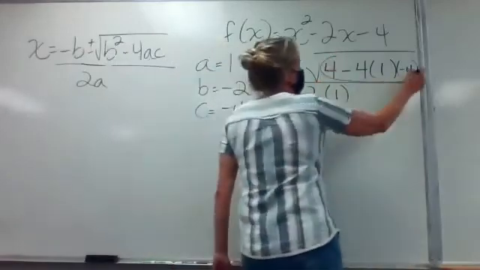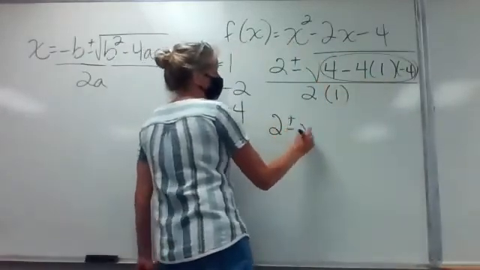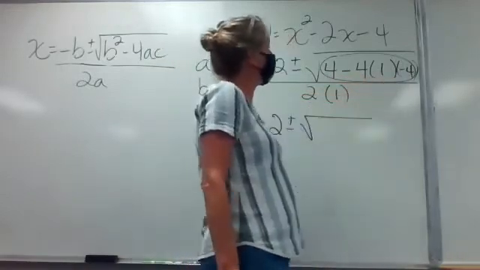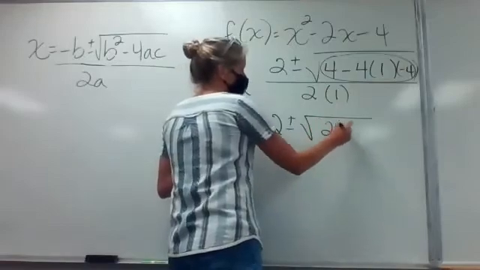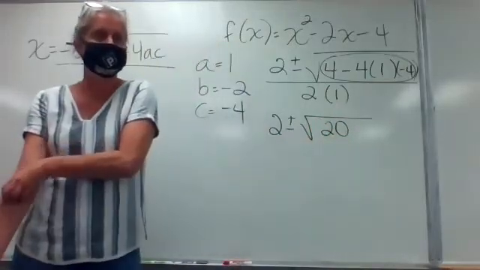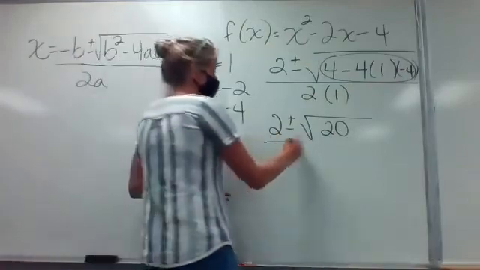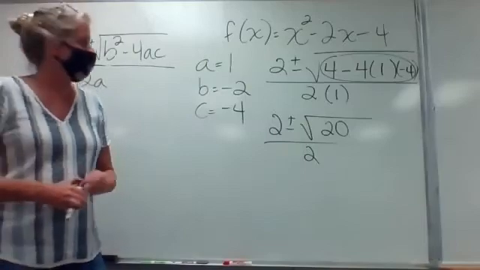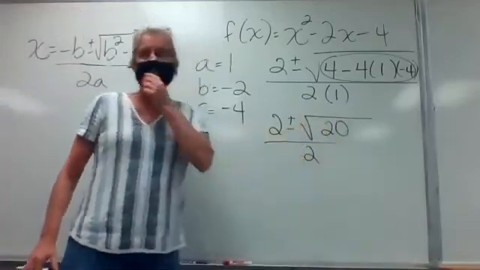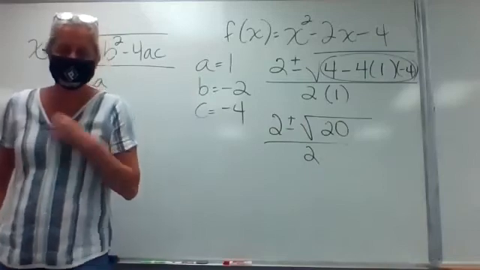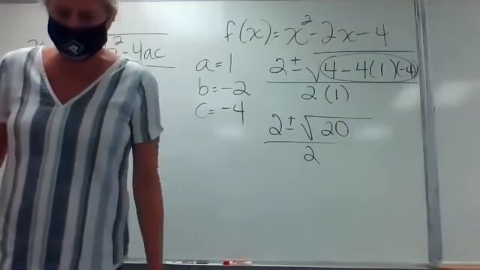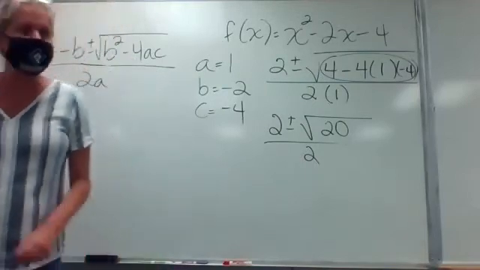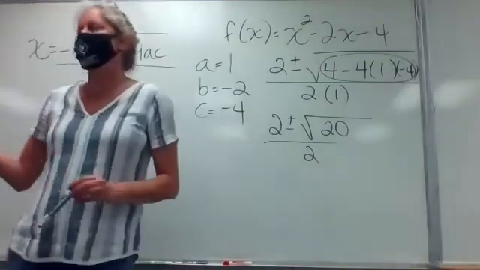So let's see what's underneath here. I've got 2 plus or minus the square root of 4 minus 4 times 1 times -4, which gives you +20, over 2. Here's what's different. On the other ones, what was underneath this radical couldn't be simplified. The numbers 157, 109, 37, 179, all those numbers cannot be simplified as a radical.